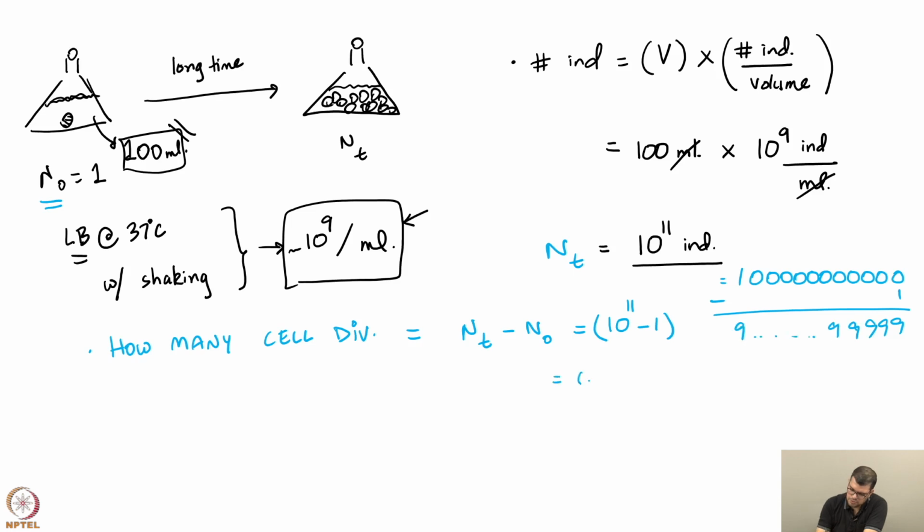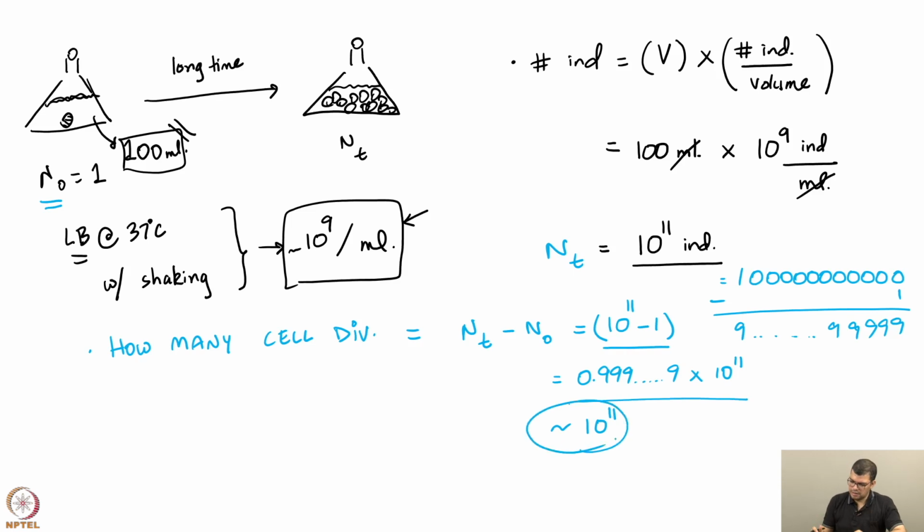This is simply equal to 0.999 going all the way to 10 to the power 11. Now, for all practical purposes, this is essentially equal to 10 to the power 11. This number is 10 to the power 11 minus 1 to be exact, but we can easily approximate it as simply 10 to the power 11. So, that is the number of cell divisions that took place in this flask.